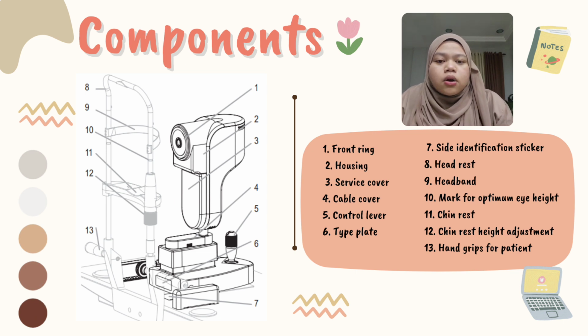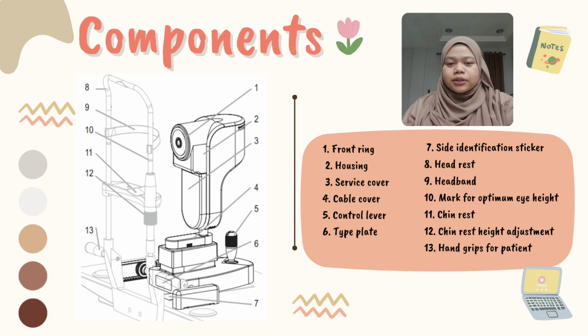And the fifth one is the control lever. The joystick is used to position the device aligned to the patient's eye. It is used to move the instrument in directions such as left, right, upward, and downward to match the patient's fixation. The sixth one is the type plate, where there is a description of the type of the Lenstar. And the seventh one is the site identification sticker for Lenstar unit identification.